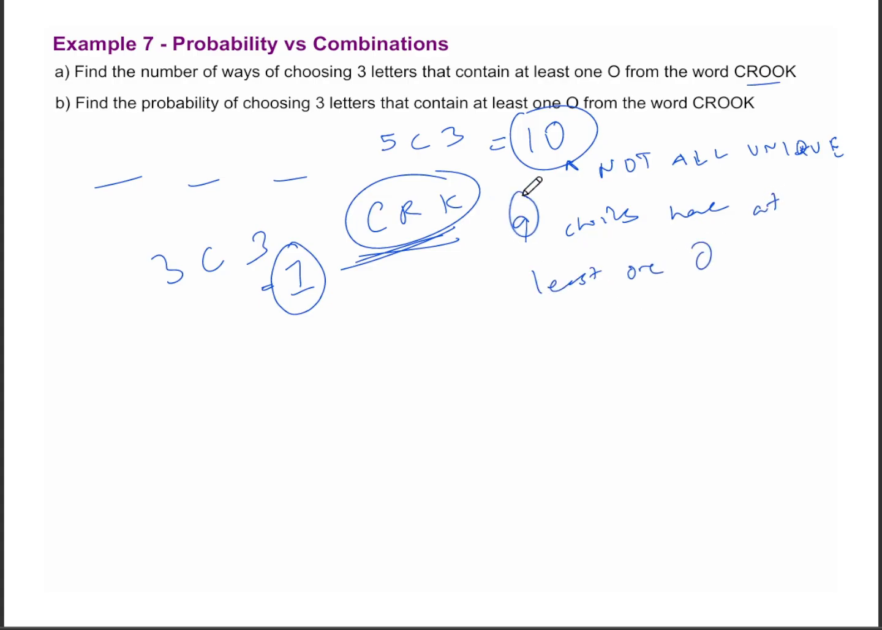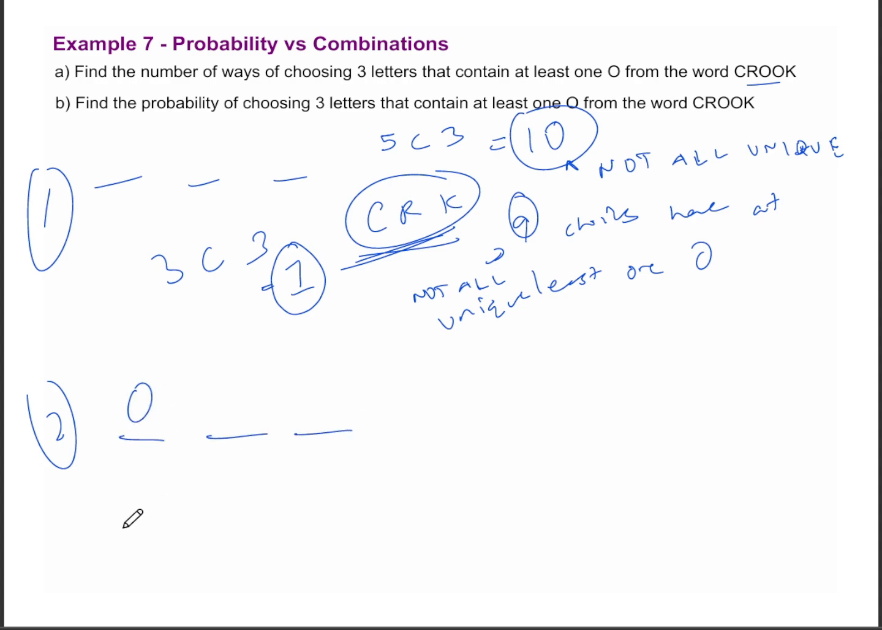However, again, this is not all unique. And we'll see where that uniqueness comes from. So this is the first method of solving it. And the second method will tell us exactly how many unique ones there are as well. So if you want at least one O, we either have one O in our word, or we have 2 O's in our word, or our selection for that matter. And we will be remaining with the 3 letters that are C, R, and K.